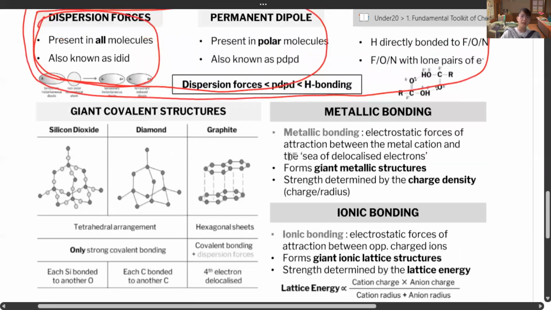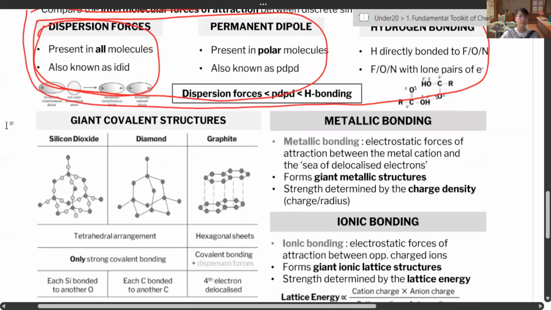So there are three main covalent structures in your syllabus. One is silicon dioxide, SiO2, which is like sand, glass, right? And then there's diamond and graphite. So silicon dioxide and diamond have a tetrahedral arrangement and only have strong covalent bonding, okay? But graphite is a bit different. They are hexagonal sheets with dispersion forces in between those sheets.